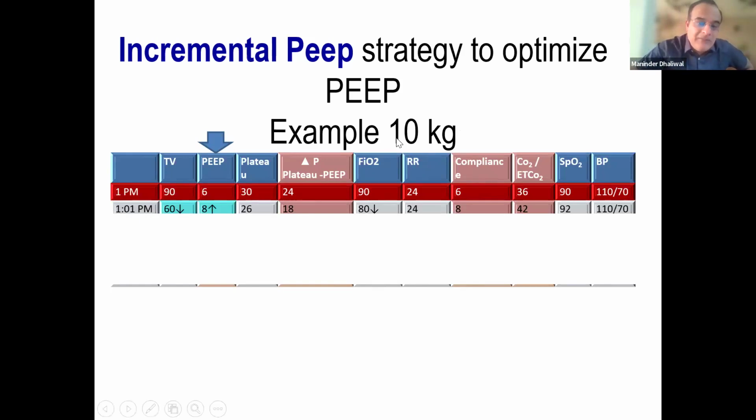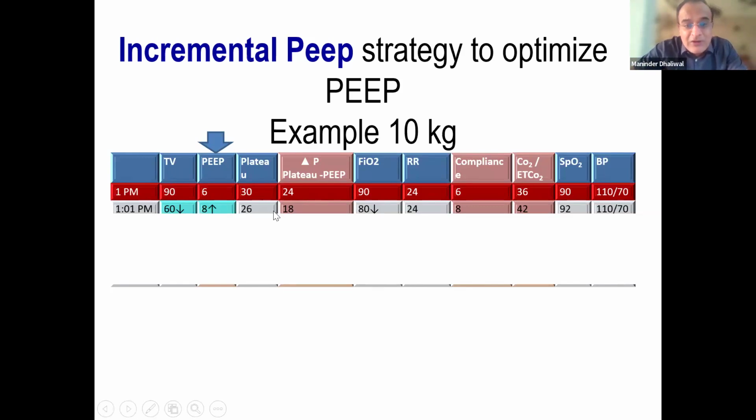So from 90, we brought it down to 60 for 10 kg. And we increase the PEEP, because if I just increase the PEEP from 6 to 8 and don't decrease the tidal volume, my plateau will definitely increase. So now when we have decreased the tidal volume, the plateau will fall, because my total exposure of the alveoli is now only to 60 ml. Earlier it was 90 ml. So my plateau has fallen, though my PEEP has increased, because I have decreased the tidal volume.